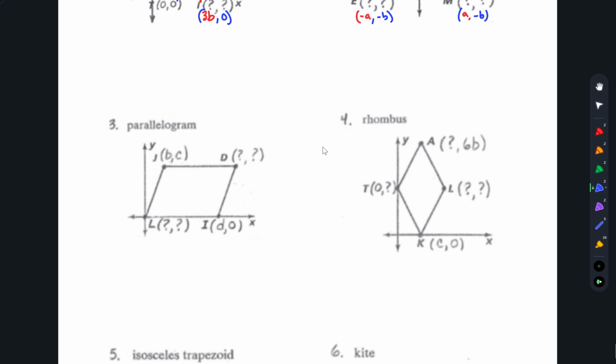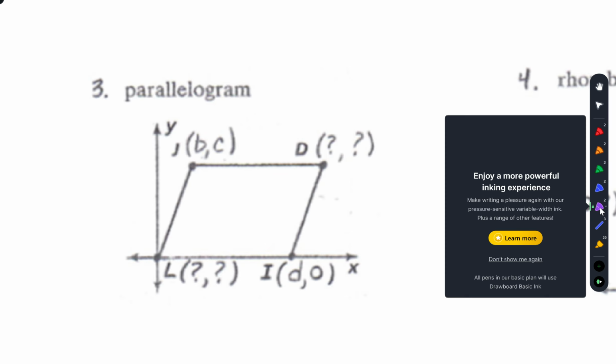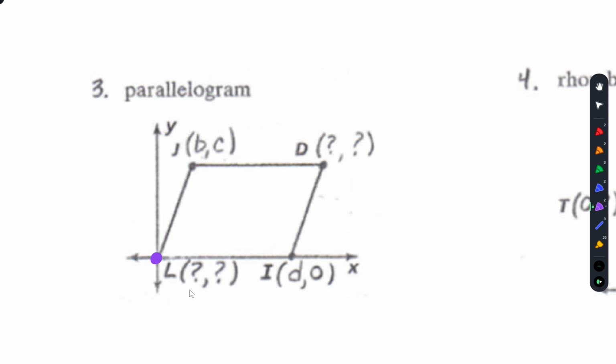Number 3, parallelogram. This is kind of a weird one. I can tell a couple things right away. L is kind of a freebie. L is on the origin, so I know that this point right here is 0, 0. D is what I'm trying to figure out. I'm going to start with the y values, the up and down, because I think that the y value in this case is a little bit easier. What's the y value? How far up does this shape go? Dahlia? Yeah, it's the same as this guy right here. So if that's C, this is also C.